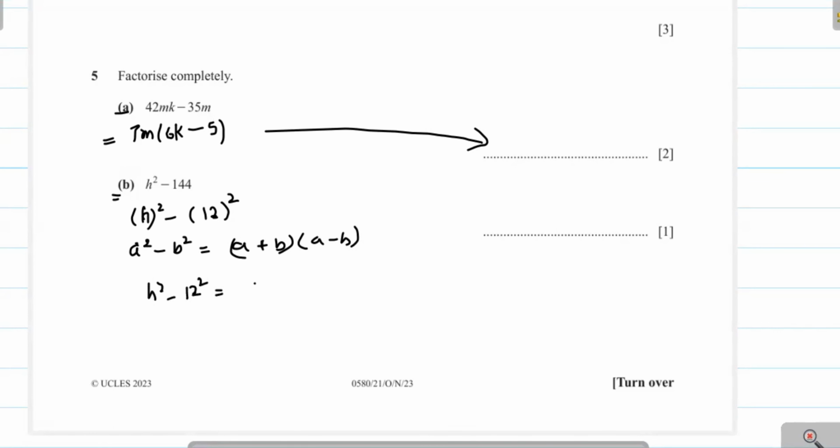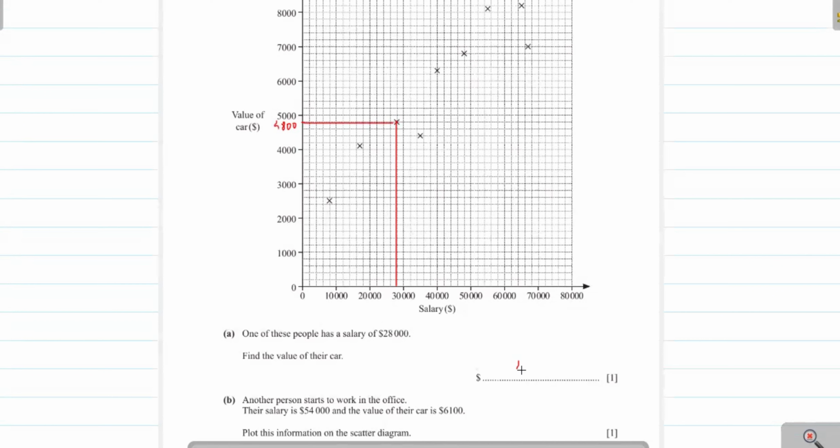Question 6. For each of 10 people working in an office, the scatter diagram shows their salary and the value of the car. Part A, one of these people has a salary of 28,000. Find the value of the car. You see here, this is the 28,000 salary, and against this, the value of the car at this position is 4,800. Therefore, we write here $4,800 is the value of the car. This is the answer.